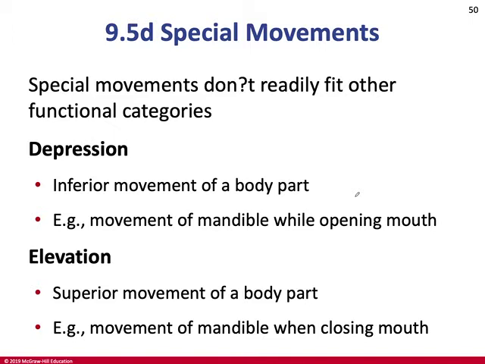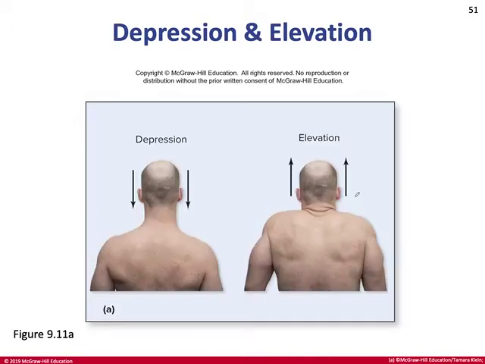Okay? Then there's depression and elevation. All right. In depression, we pull an object down towards the feet, and in elevation, we lift an object up. Okay. Examples here. Right. You can depress your shoulders, which is to let them sag. Right. Or you can elevate your shoulders, which is to shrug them. Okay.